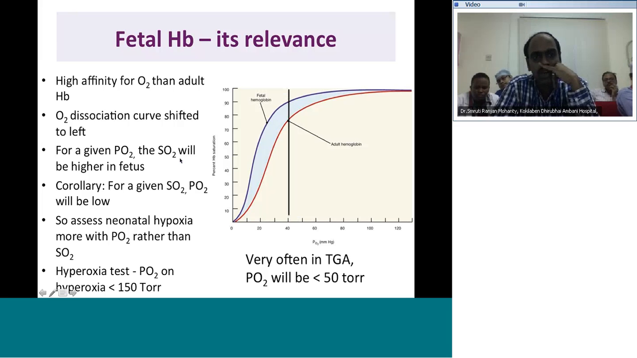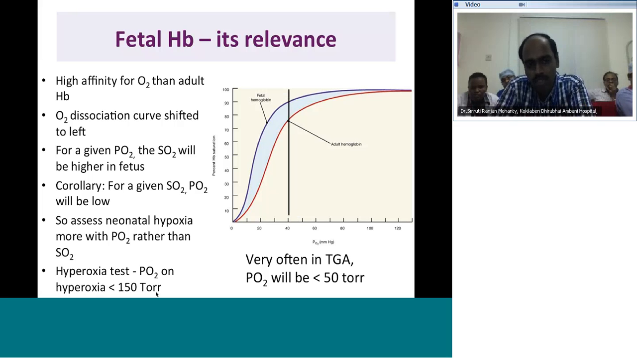So in fetal hemoglobin, for a given PO2, the saturation will be higher. Now let me tell a corollary. For a given saturation, the PO2 will always be low. So, to assess neonatal hypoxia, the neonatologists traditionally have been relying more on PO2s rather than saturations. If you see the hyperoxia, hyperventilation test, definitions and all, nobody talks about saturation. They all talk about PO2.